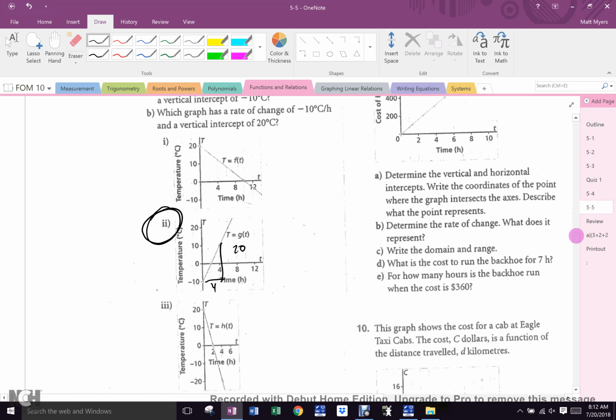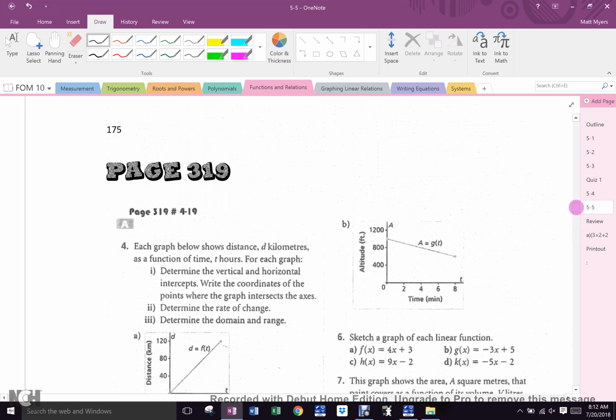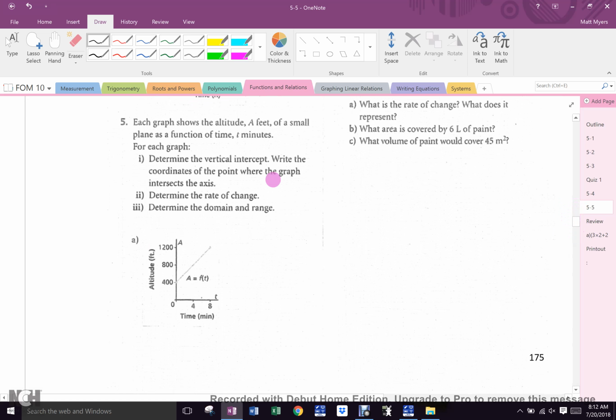Number 5. Jimmy, bro, I'd already done number 7. Determine the vertical intercept. Where's vertical, Jimmy Brar? Up and down or side to side? Up and down. What does intercept mean? Where it crosses. So there's where it crosses. What number is that? You really needed to ask me about that? Oh, so you need the rate of change.